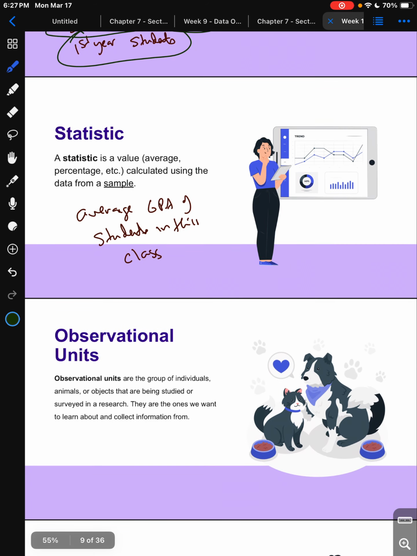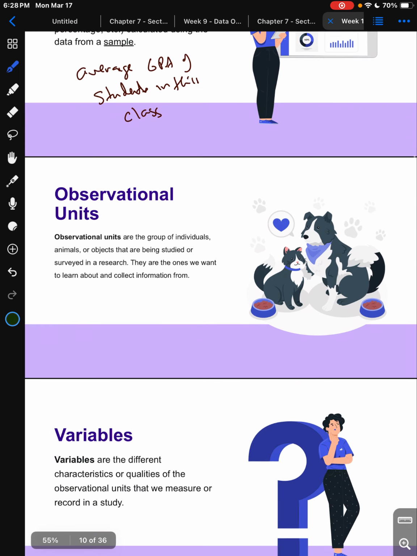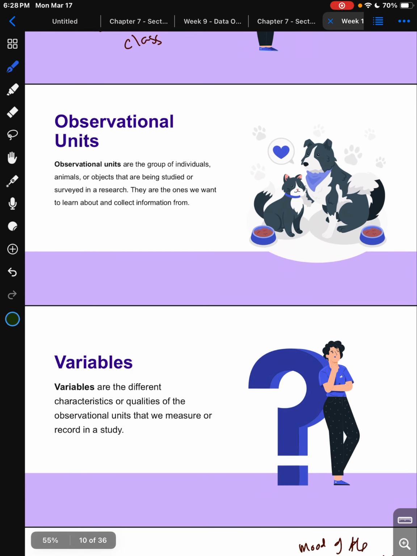Observational units are the group of individuals, animals, or objects that are being studied or surveyed in a research study. They're the ones we want to learn about and collect information from. Variables are different characteristics or quantities of the observational units that we measure or record in the study.